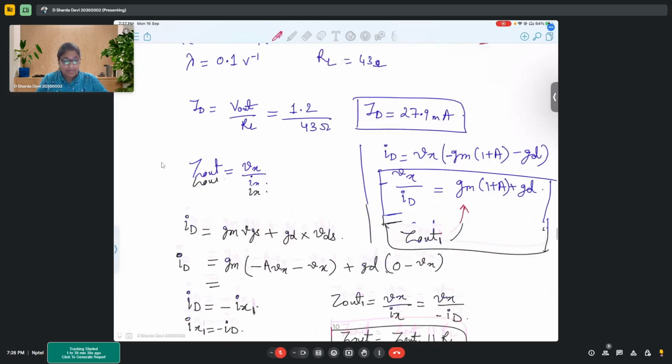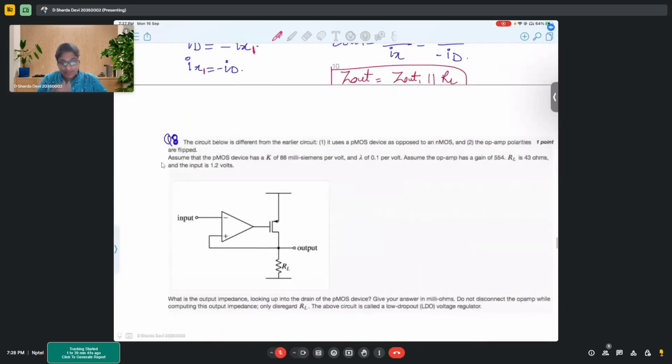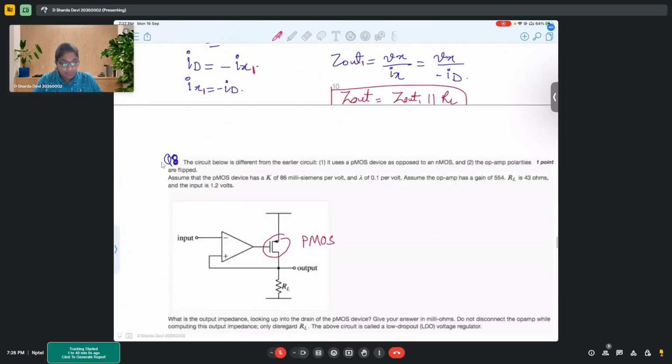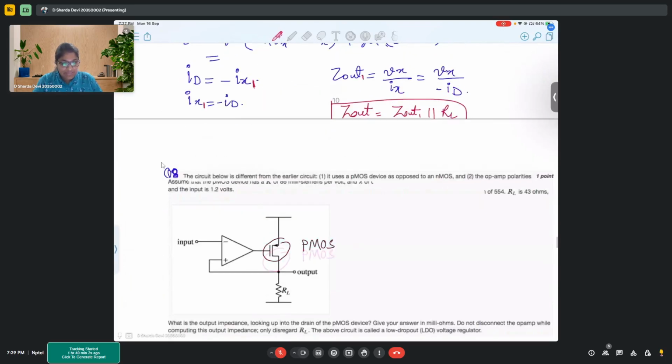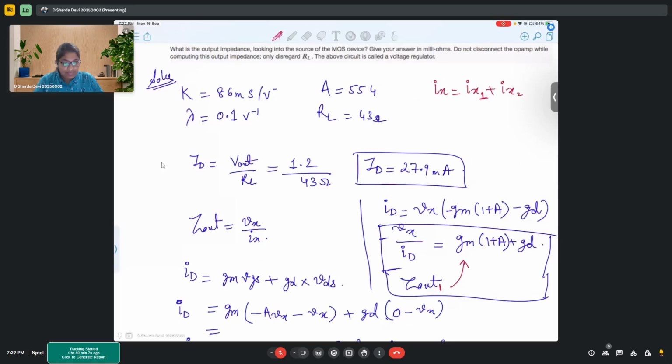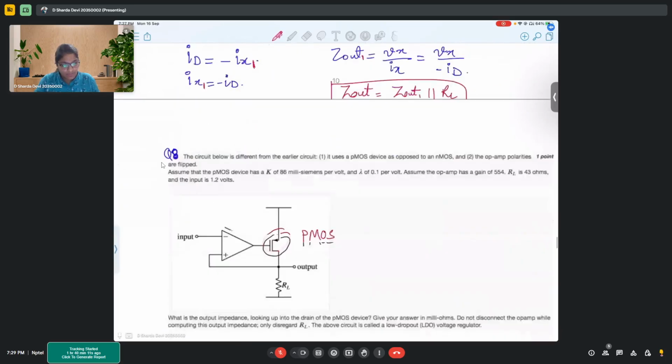Yes. In a similar fashion, now everything is the same. It's just that in place of NMOS, you have a PMOS over here. So for the case of PMOS, now we have to solve the equation. The procedure is all the same. How we did it for NMOS, the same way we will do it for PMOS.